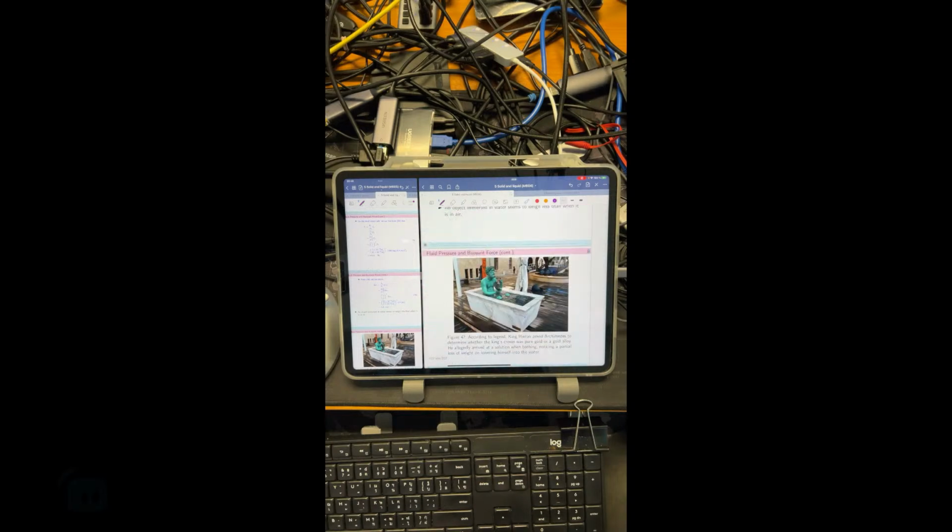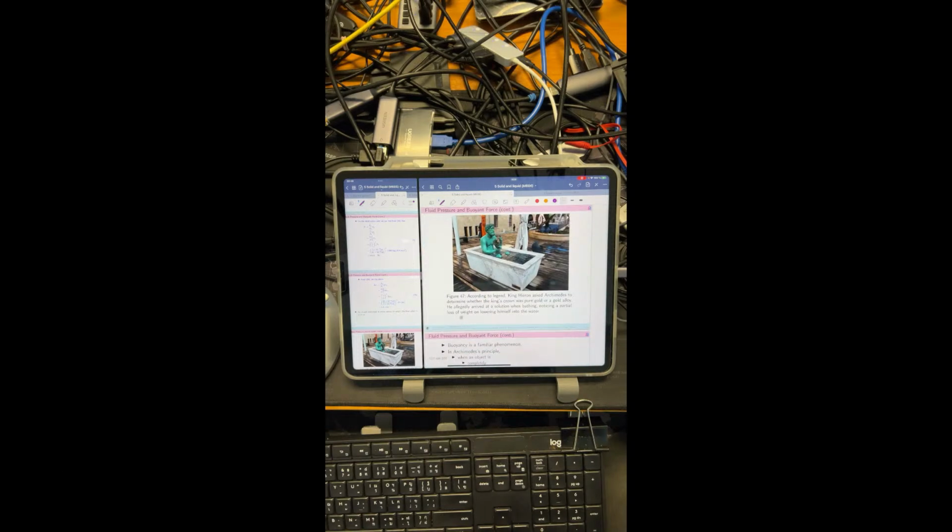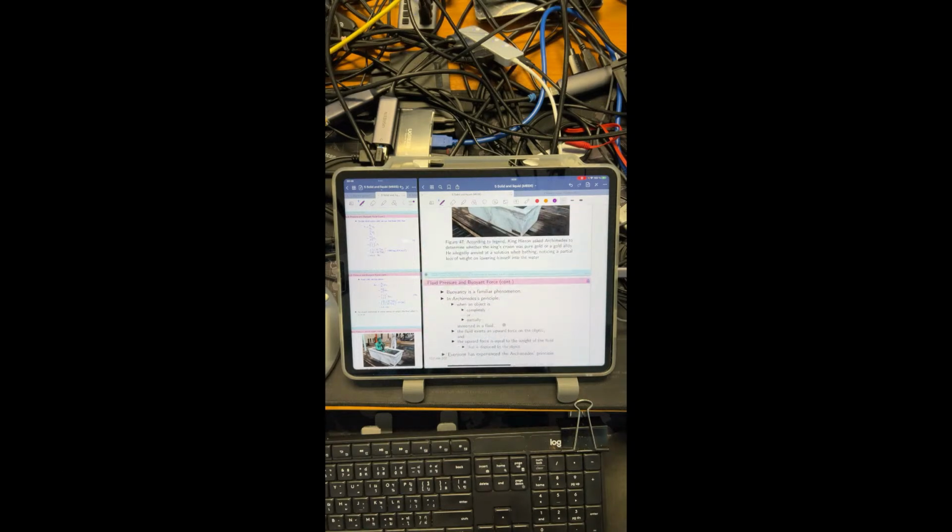Buoyancy is the familiar phenomenon in Archimedes' principle. After he solved this problem for the king, he created his own principle. It's called Archimedes' principle. He said that when an object is completely or partially immersed in fluid, the fluid exerts an upward force on that object.